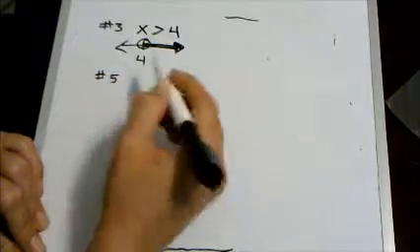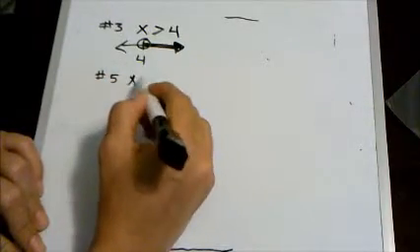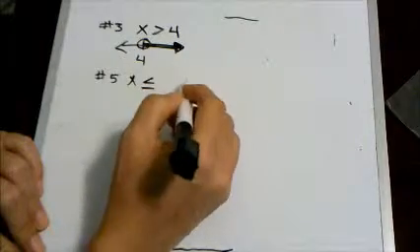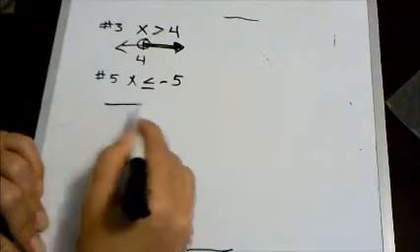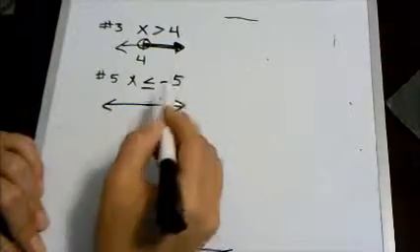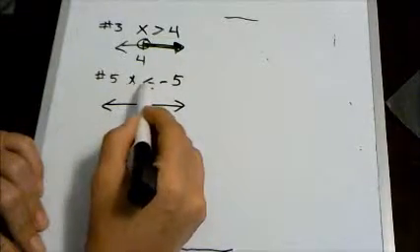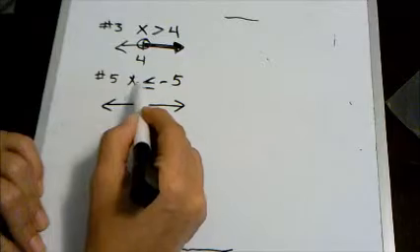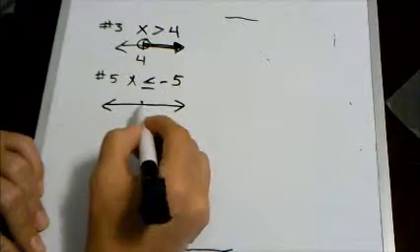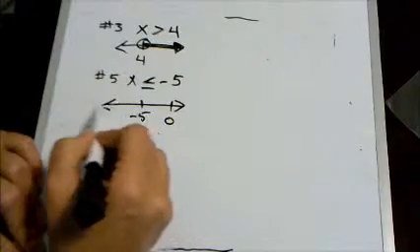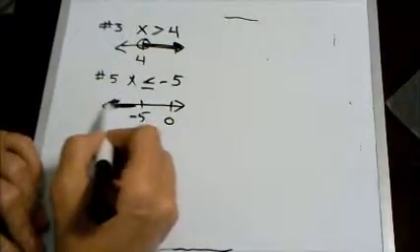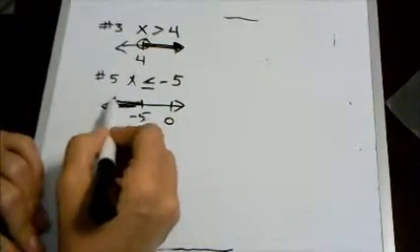Number 5. You have x is less than or equal to negative 5. So on this one you have an arrow, and this is pointing to the smaller number. So x is smaller than negative 5. So here's your negative 5, and your x is smaller than that. So it's going to be on this side of the negative 5.